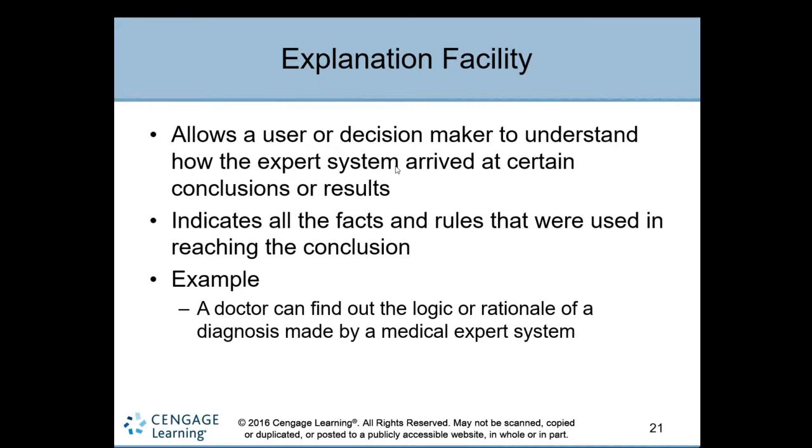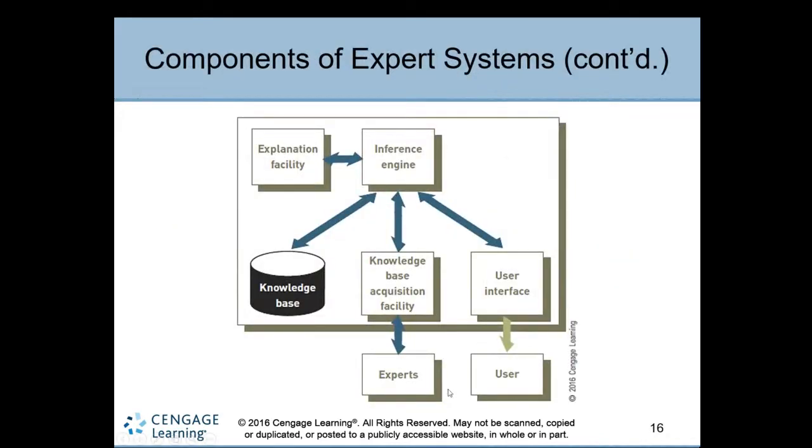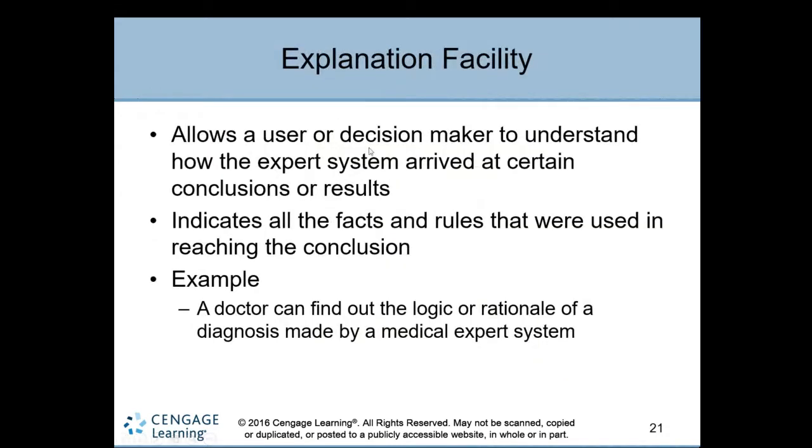It will provide a complete explanation because it has complete information. With the help of inference, we can explain how the user or decision maker and the expert system arrive at a conclusion, because the expert system and the user are making some conclusion. Based on what rules, cases and information, the explanation facility will provide this. That is mostly the reason: to allow the user or decision makers to understand how the expert system arrived at a certain conclusion or result.